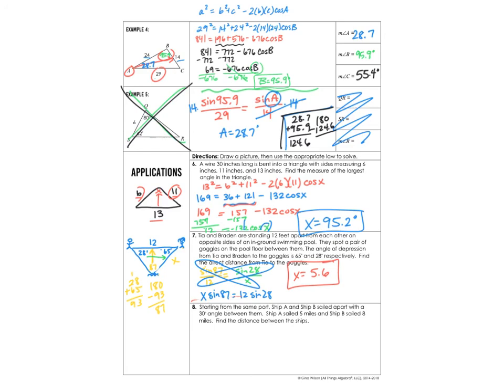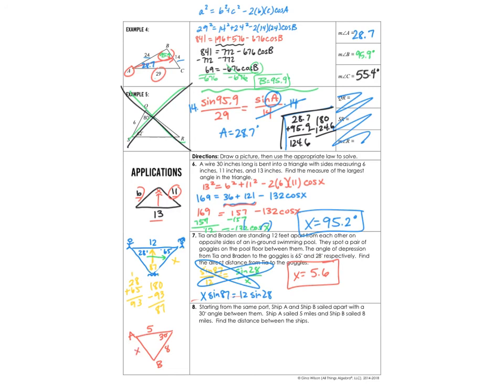Alright, starting from the same port, ship A and ship B sailed apart with a 30-degree angle between them. Okay. So we got ship A, ship B, and here's their 30-degree angle. Ship A sailed 5 miles. Ship B sailed 8 miles. Find the distance between the ships. We are looking for this.